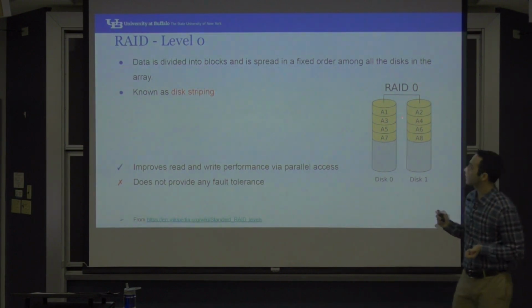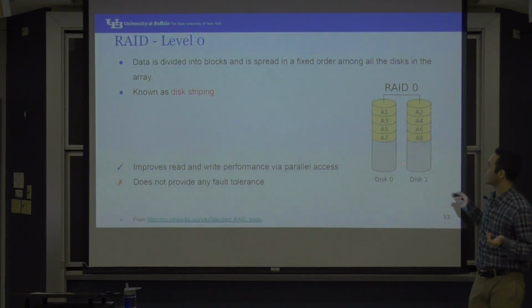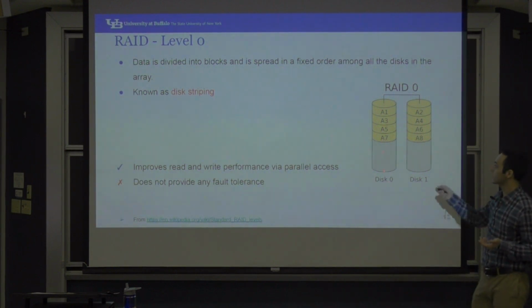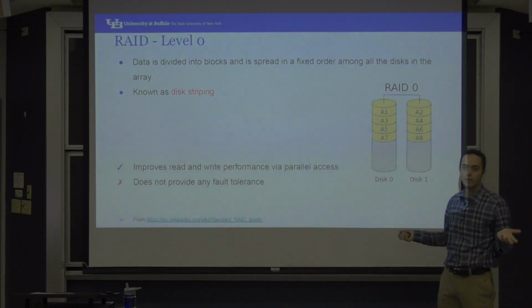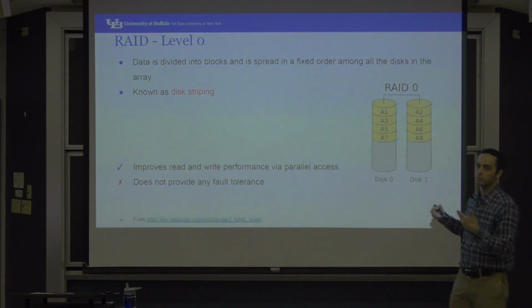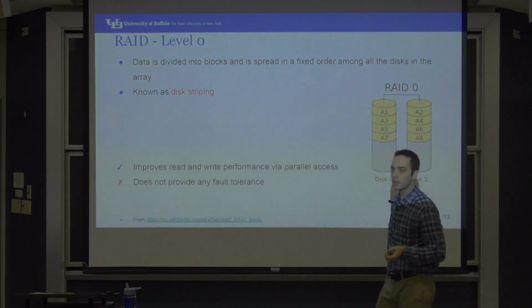But the problem is with RAID 0, it does not provide any fault tolerance. So if you have your data split into two disks like that, what happens if this one just fails? You basically lose all your data. I mean, you lose half of your data, but then you lose all of your files that you wanted. Yes? But if you had just one, you lose all of it.